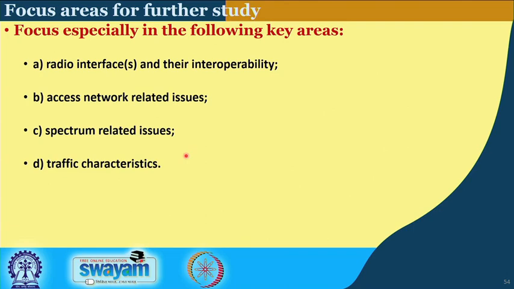So, this also suggests that the focus areas for providing the solutions are the radio interfaces and their interoperability, access network related issues, spectrum related issues, and traffic characteristics. So, what we can see is that the solutions that are supposed to be looked at are primarily driven by the traffic, while most of the solutions lie in the air interface or the radio access technology, which is the main focus of this particular course. And these statements, as have been put down over here, are essentially statements put down by ITU suggesting the different areas which one has to investigate in order to find solutions towards IMT 2020.